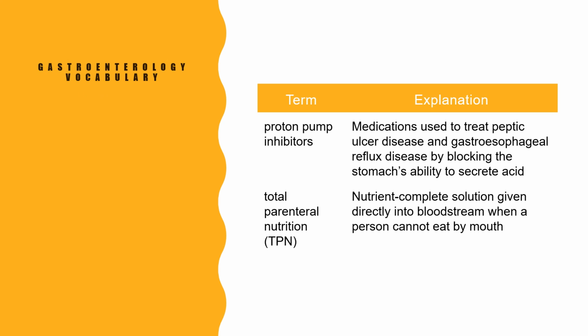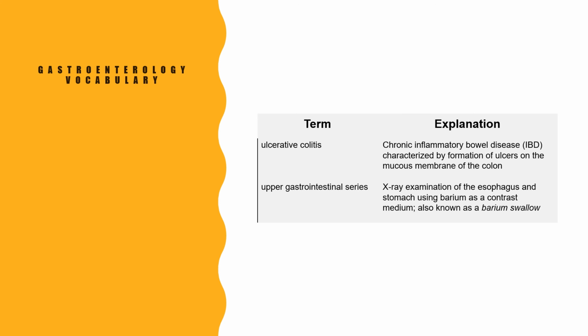A proton pump inhibitor is a medication used to treat peptic ulcer disease and gastroesophageal reflux disease by blocking the stomach's ability to secrete acid. Total parenteral nutrition, or TPN, is a nutrition complete solution given directly into the bloodstream when a person cannot eat by mouth. Ulcerative colitis is a chronic inflammatory bowel disease, IBD, characterized by the formation of ulcers on the mucous membrane of the colon.